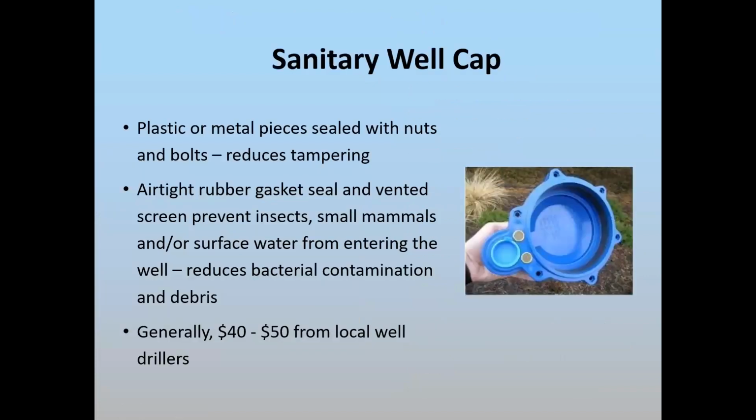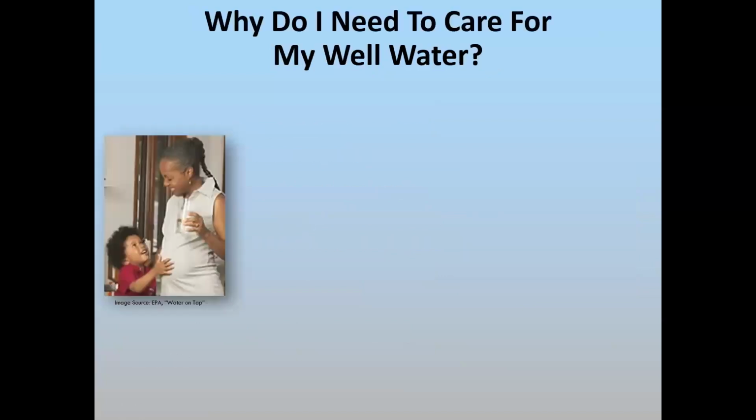And here's a picture of a plastic well cap. You can see inside here this black rubber gasket, which provides that really tight seal against the well casing. And this is where the electrical conduit comes in. And these are screened vents, which prevent insects from getting in there, because insects love to get into cracked well caps, and then they die and fall into your well, and that would lead to some bacterial contamination. So this is a small investment, but it's your first step in protecting your well.